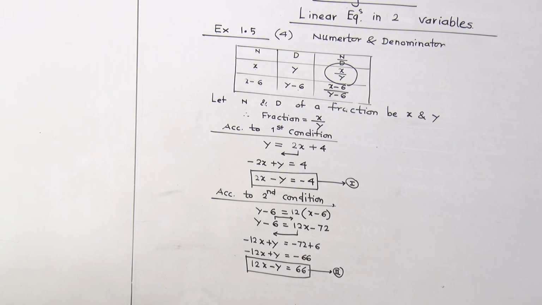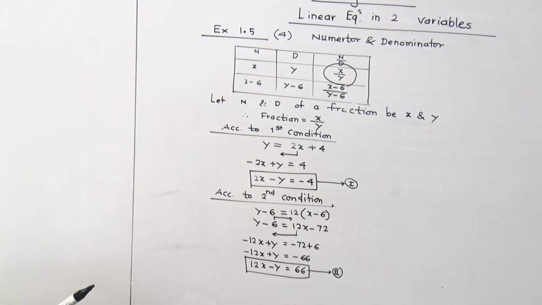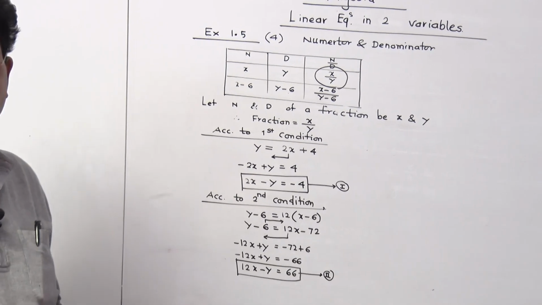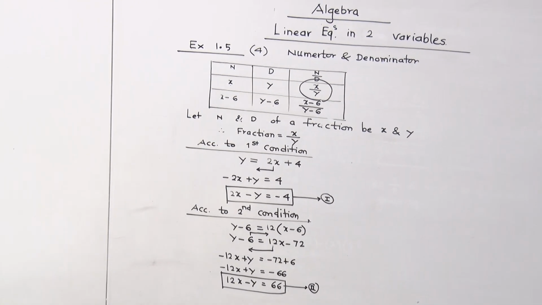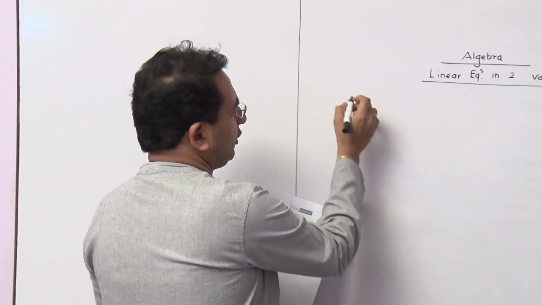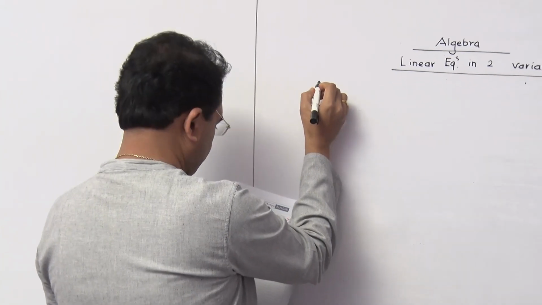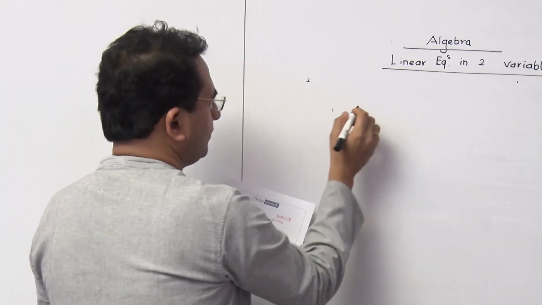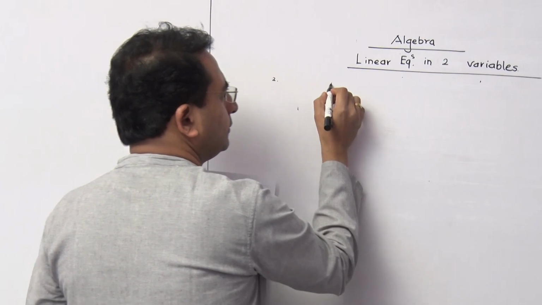Is it clear to you? I hope you have understood this question. Let us go for the next. There is one more question, which is an activity based question. They draw the diagram like this. That is the second question.